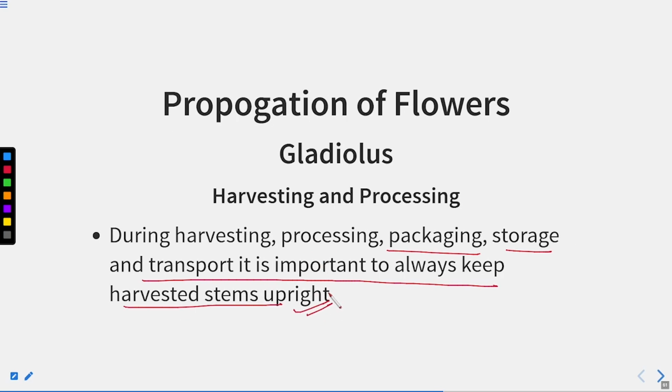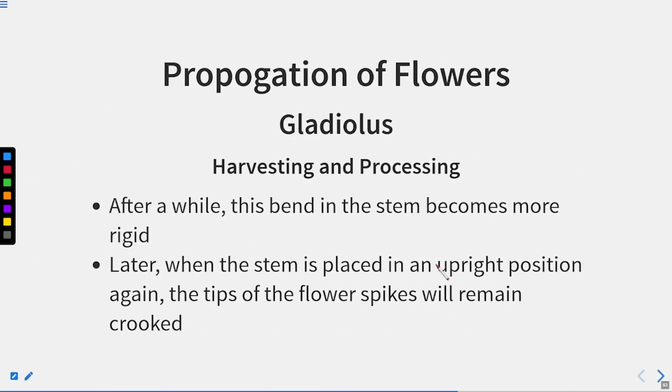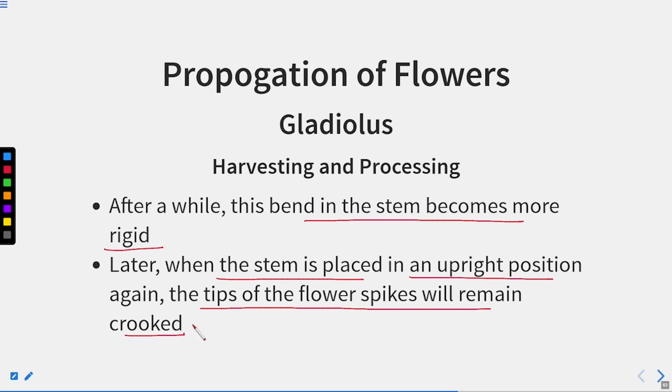So it is recommended that you keep the flowering stem upright so the flowers do not get damaged. If left in a horizontal or sloping position, the tip of the flower stem will start to bend upward. After a while, this bend in the stem becomes more rigid. Later, when the stem is placed in an upright position, the tip of the flower spike will remain crooked. So it is recommended that you do not keep the flower horizontal. Always keep the flower stem upright.